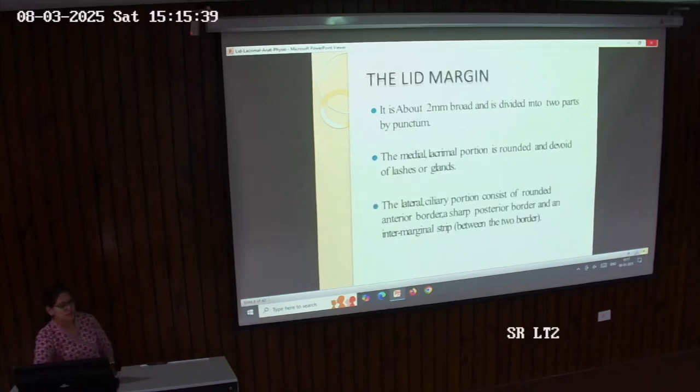Lid margin is about 2 mm broad and divided into two parts by the punctum. The medial part is known as lacrimal portion, is rounded and devoid of lashes and glands, and the lateral ciliary portion consists of a rounded anterior border and sharp posterior border, and in between there is an intermarginal strip between the anterior and the posterior border.